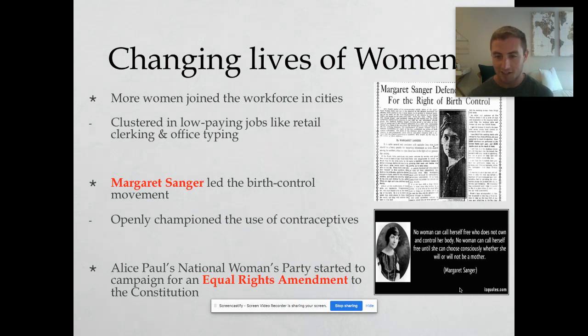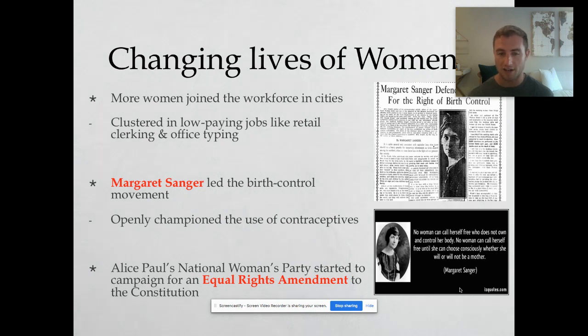Previously, a kiss was the equivalent of a marriage proposal. And now we have the women going out and drinking with the men out in the jazz clubs. And this is obviously a big change socially in this time period.